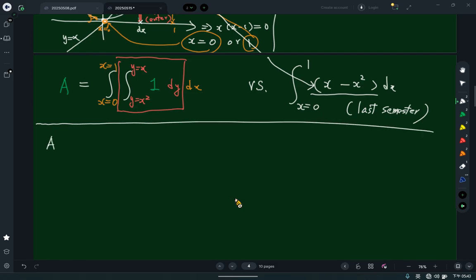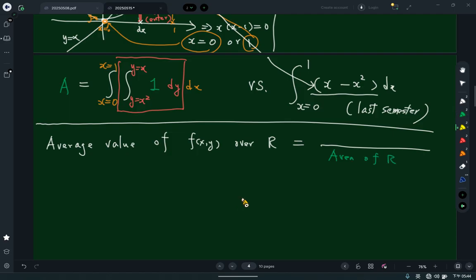So if we want to calculate the average value of f of x, y over R, it will be defined as the double integral of f over R, divided by the area of R. Right.